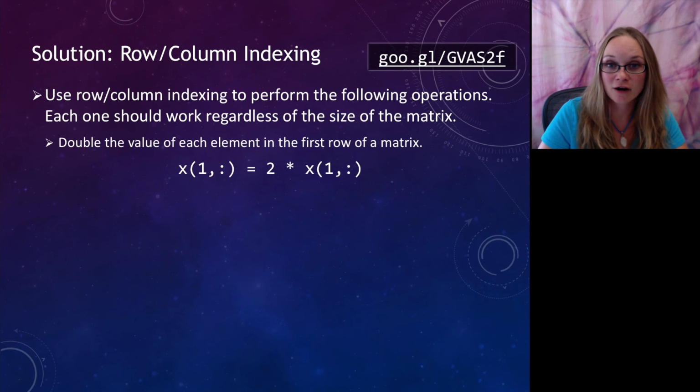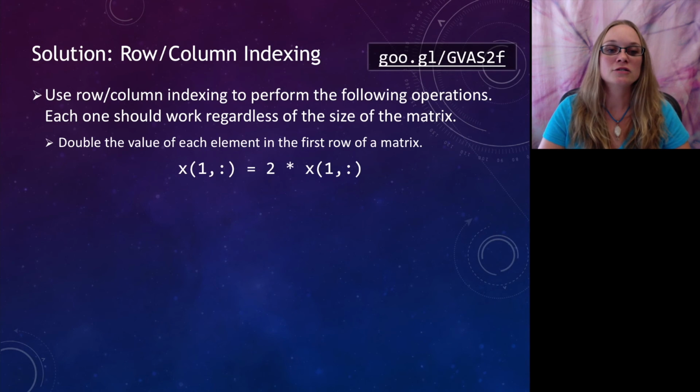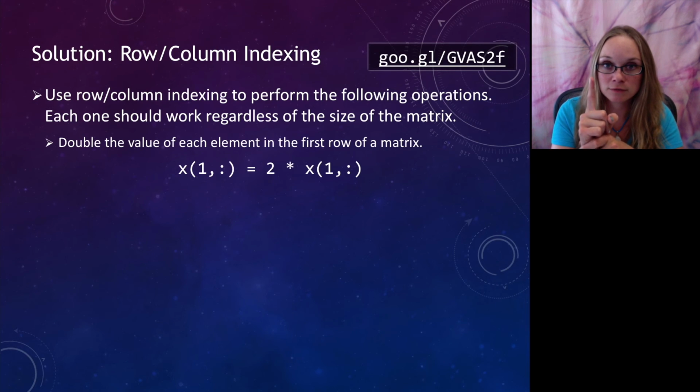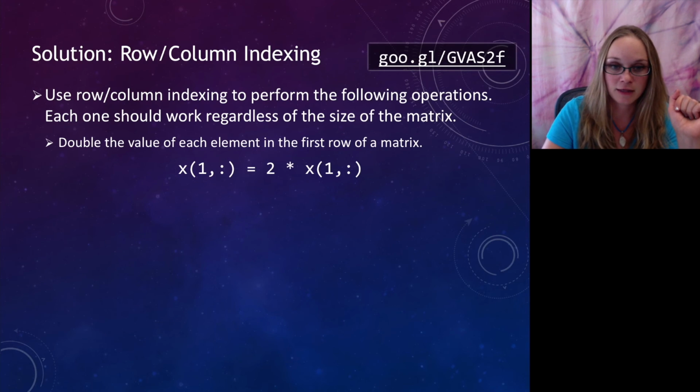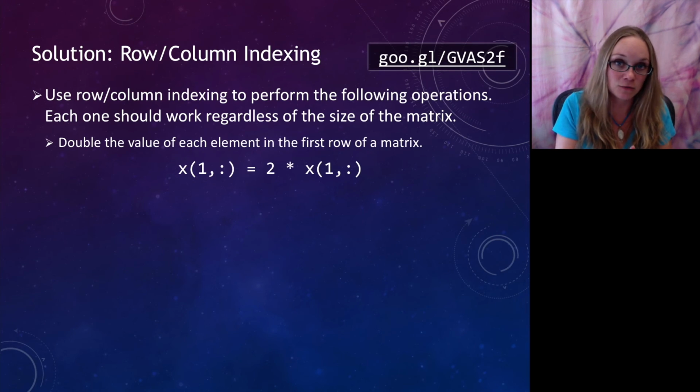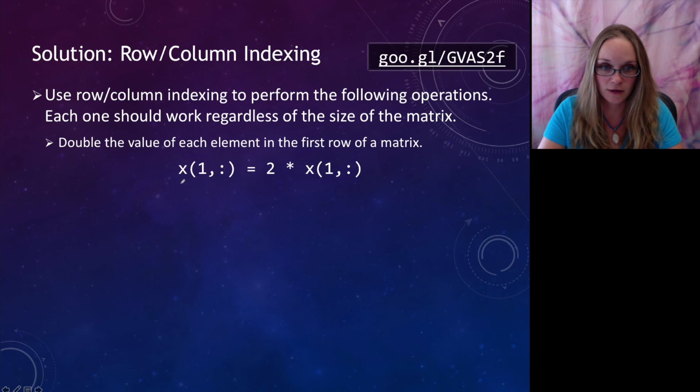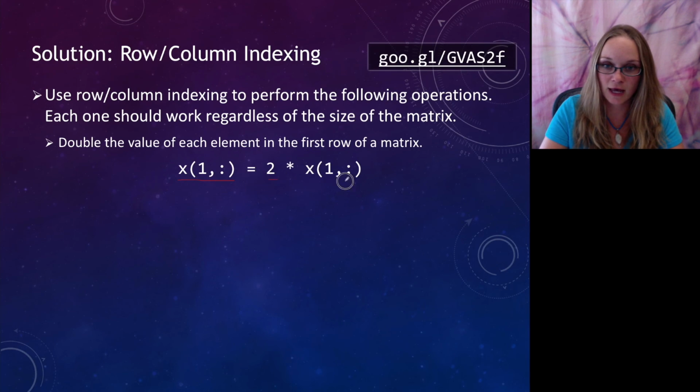All right, so here are some solutions to how you would do this. First one, to double each value of an element in the first row. Double means 2 times the value. So if you just take x(1, :), 1 means get row 1, and the colon means get everything in that row, so that's the whole row. Then you can save that back into the original matrix because they match. That's why you've got x(1, :) here. We're going to do the calculation here, but then store it back to where it came from.